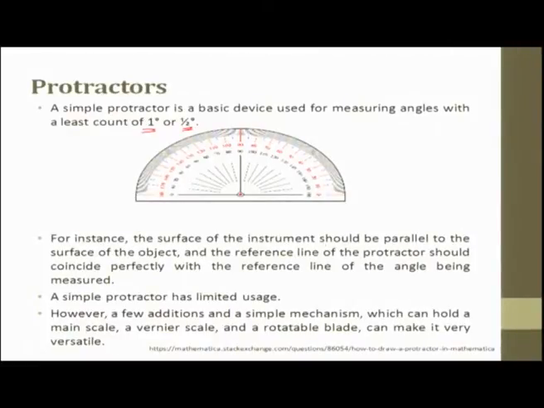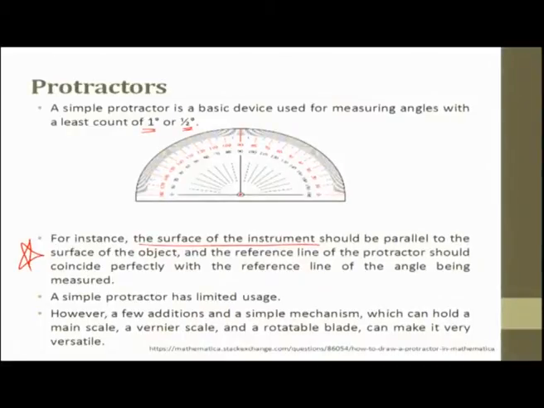The surface of the instrument should be parallel to the surface of the object. So, this is very important. The surface of the instrument, wherever it is placed, should be parallel to the surface of the object, and the reference line of the protractor should coincide perfectly with the reference line of the angle. So, this is a very, very valid point. The surface of the instrument should be parallel to the surface of the object, point number 1, and the reference line of the protractor should coincide perfectly with the reference line of the angle.